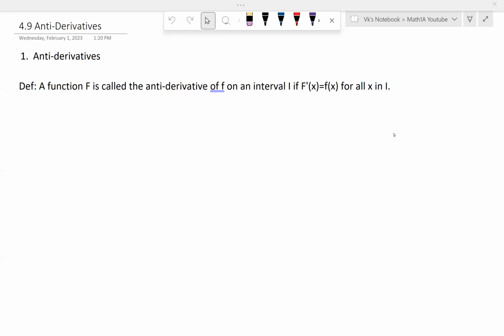Hi everyone, welcome to Differential Calculus. Today we explore lesson 4.9, antiderivatives. Number one, antiderivatives definition.